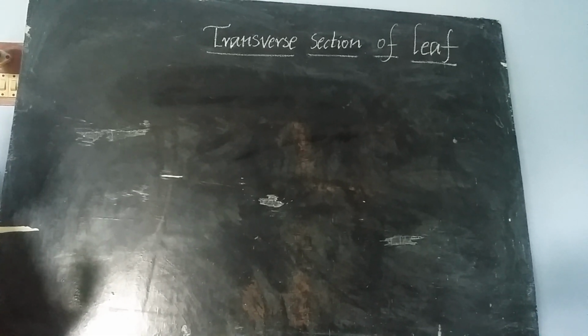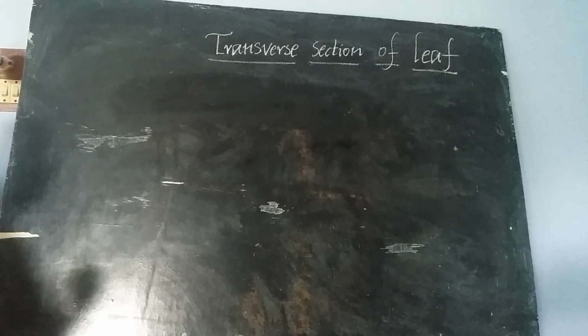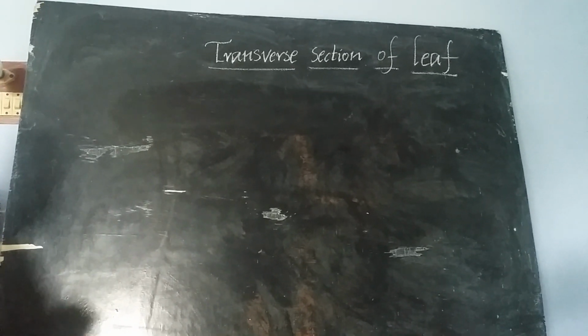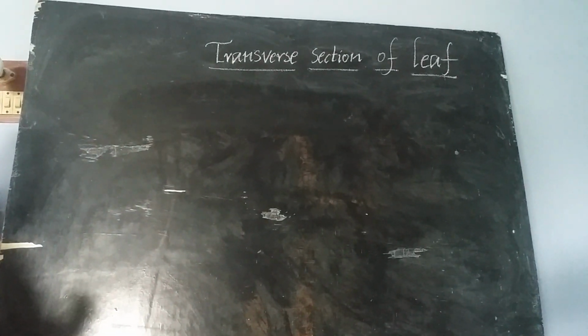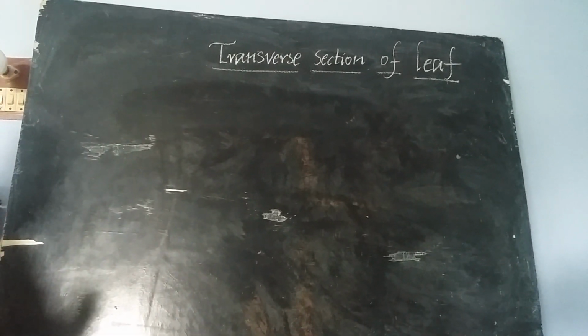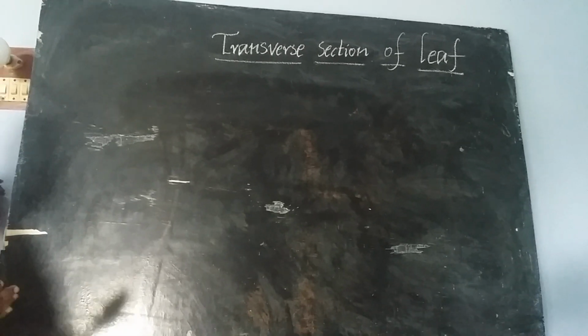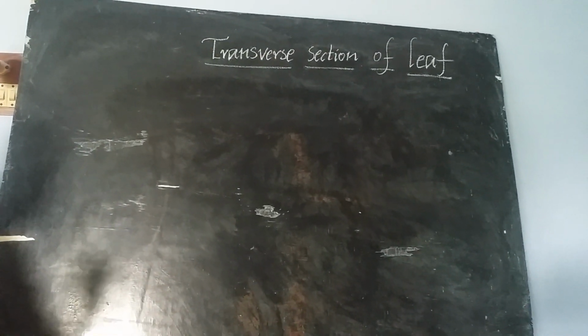Good morning students. Today we are going to learn the easy way to draw the transverse section of a leaf, which is a very important diagram in your first chapter. It is very easy to draw. You just follow me.